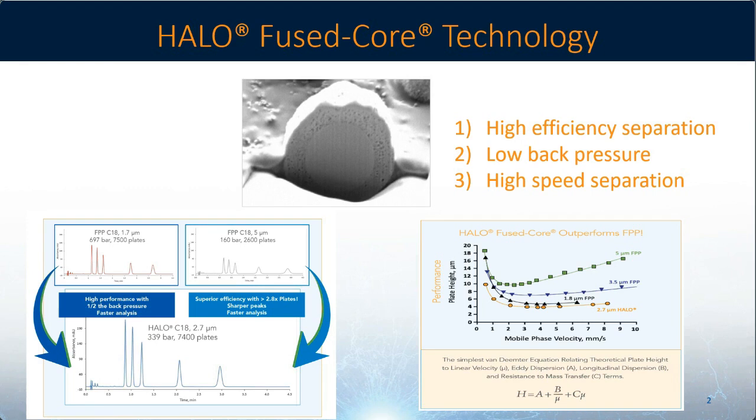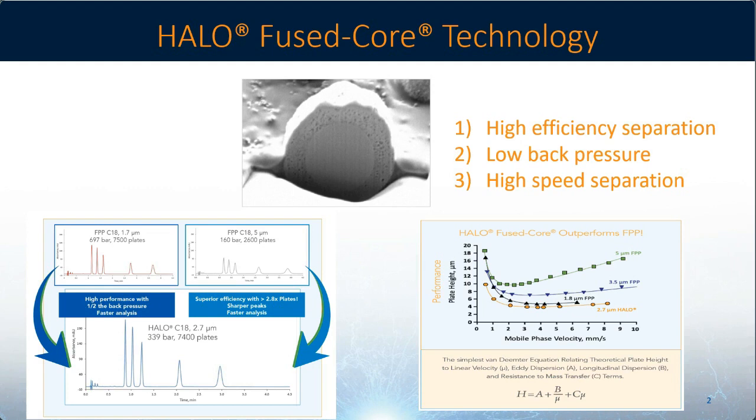One is a 1.7 micron particle size and one is a 5 micron particle size, and we can see how these can compare to the Halo C18, which is a 2.7 micron particle size. So a brief comparison. If we look at the sub 2 micron particle for the FPP, we have 7,500 plates. And if we compare that to the Halo C18 with 2.7 microns, we see that we have 7,400 plates. So we have comparable plates.